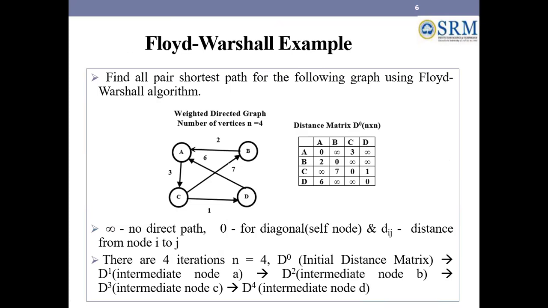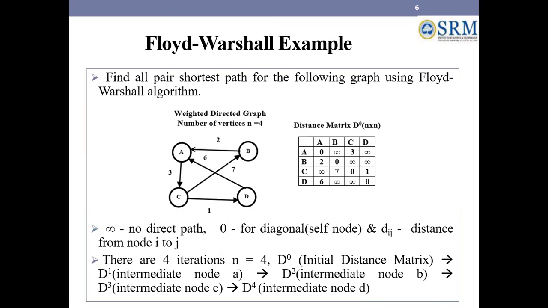Otherwise, if there is an edge, it has weight d of i, j, the distance between node i and j. So there are three possible values: 0 for the diagonal, infinity if there is no single edge, and if there is a single edge, assign the weight in the matrix. Now there are four nodes, n equal to 4, so there are four iterations. Initially we found D power 0, and we are going to find D power 4 because there are four nodes.